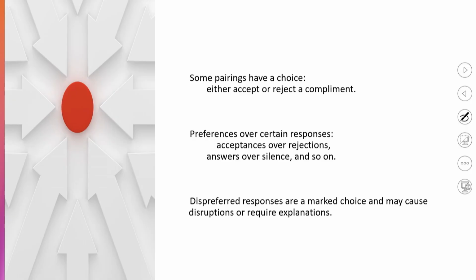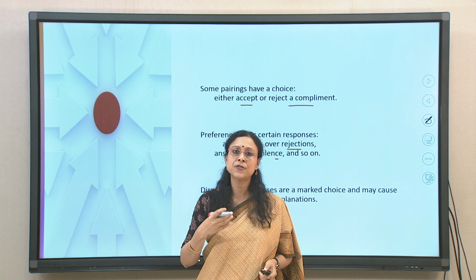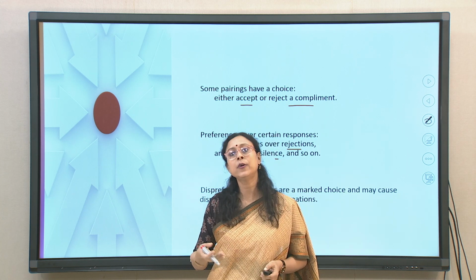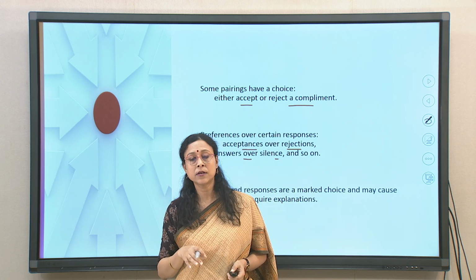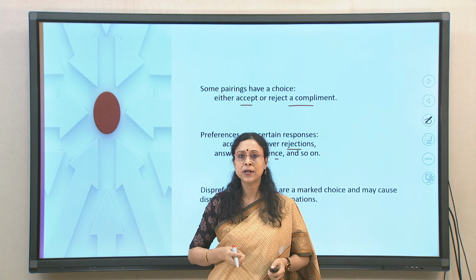Some pairings have a choice. So, either you accept or reject a compliment; there are preferences over certain responses. Acceptance is typically preferred over rejection, answers over silence and so on. But these are, of course, culture specific. We have one example at the end that I have quoted. For example, if somebody is offering you some help, typically you will accept. But if you have to reject for whatever reasons, then there are certain discourse markers with which we make an introduction and follow it up with the rejection. But typically in most conversation setups, acceptance is the preferred choice.